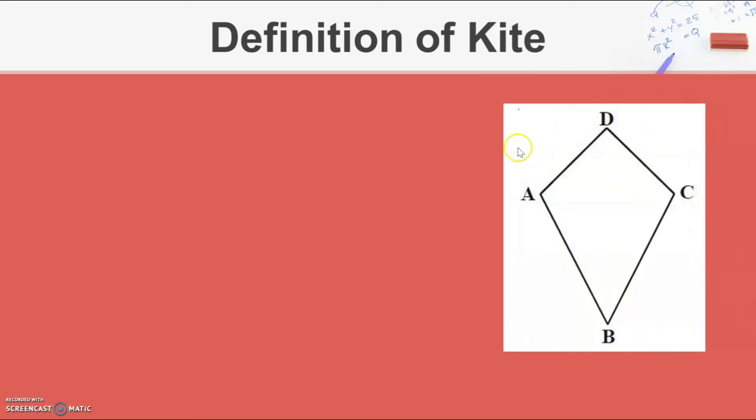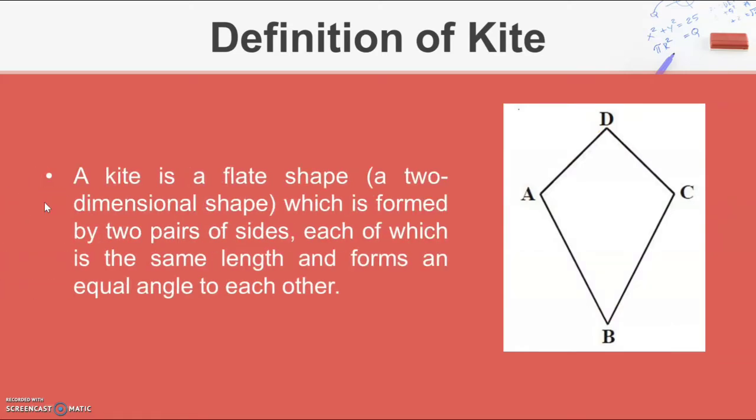The kite has a shape like the picture on the side, so it can be seen that the kite is a flat shape or a two-dimensional shape, which is formed by 2 pairs of sides, each of which is the same length and forms an equal angle to each other.